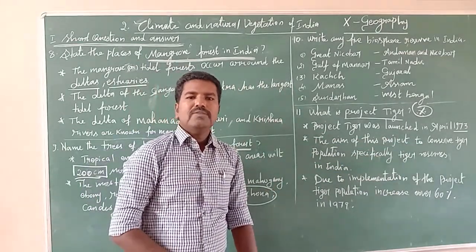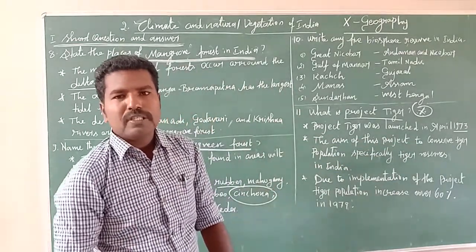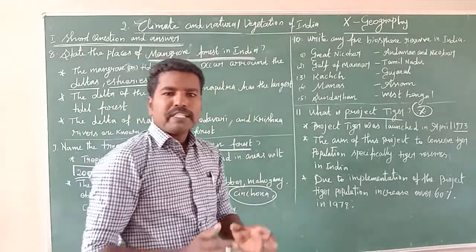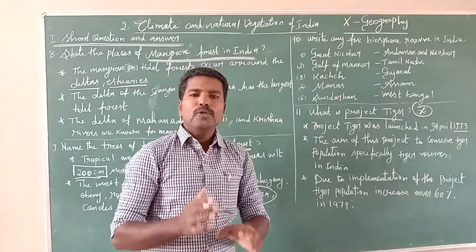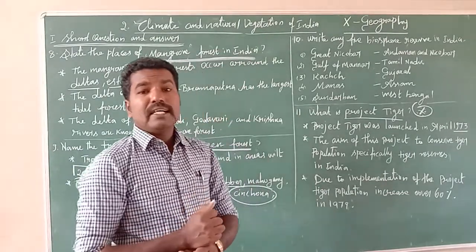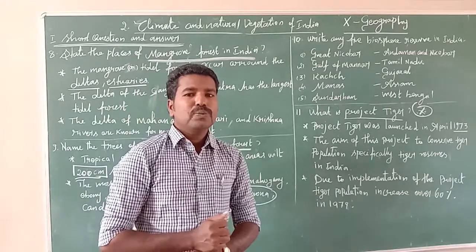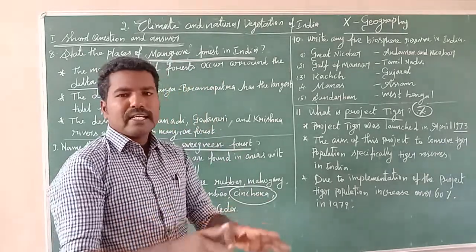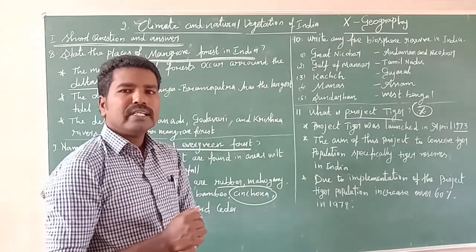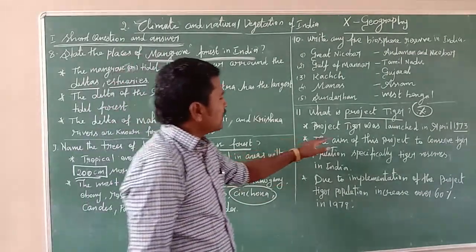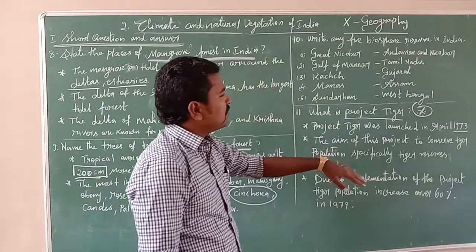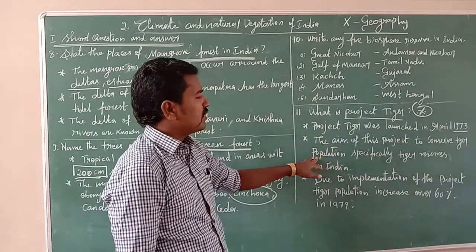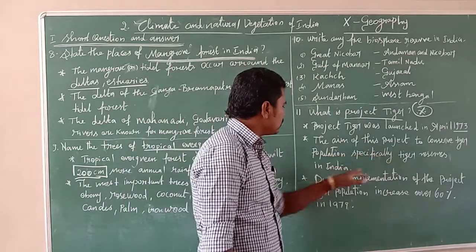In 1973, the Wildlife Protection Act was implemented by the government of India to protect animals from poaching and illegal hunting, and to protect animals in their wild areas. Project Tiger was launched in 1973. The aim of this project is to conserve the tiger population, specifically tiger reserves in India.